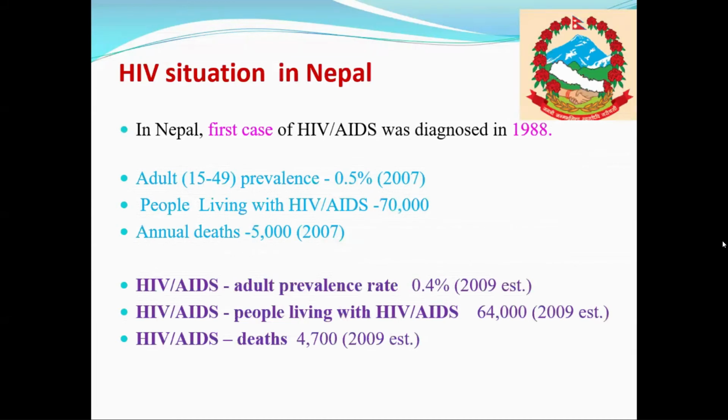Because still 5 to 7,000 people are dying due to tuberculosis. But at that time, 13 years ago, the annual death was 5,000. Similarly, after 2 years in 2009, the prevalence rate was 0.4, a little bit of a decrease. The number of people living with HIV was 64,000 and deaths were 4,700. All are in a decreasing trend.